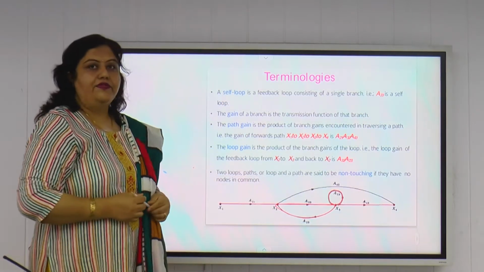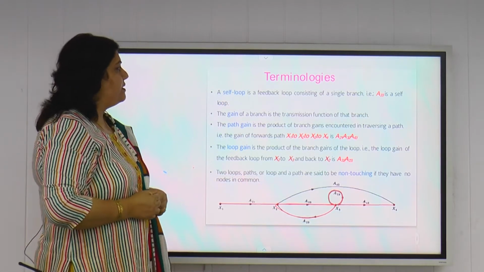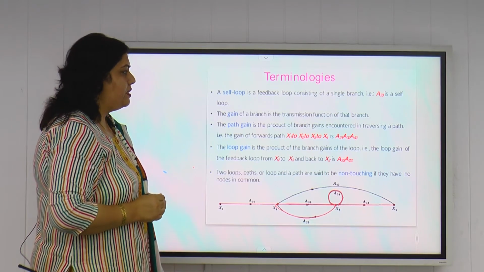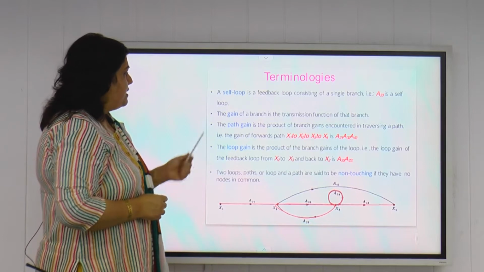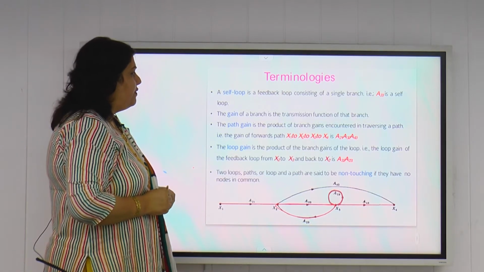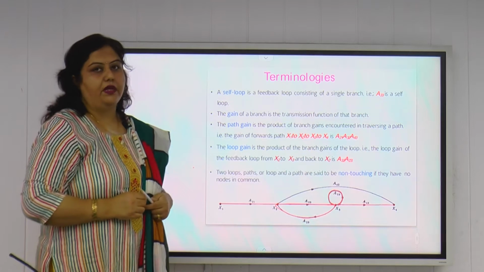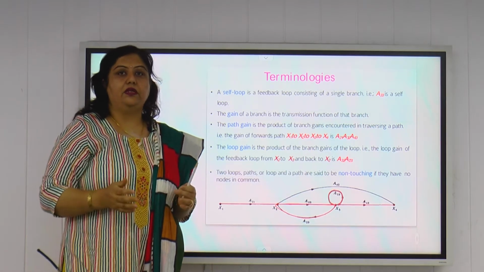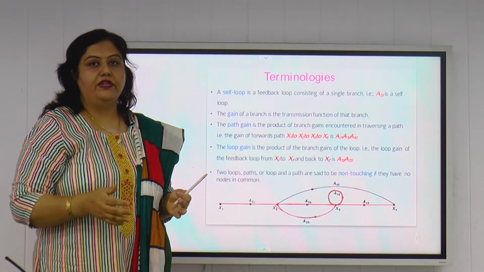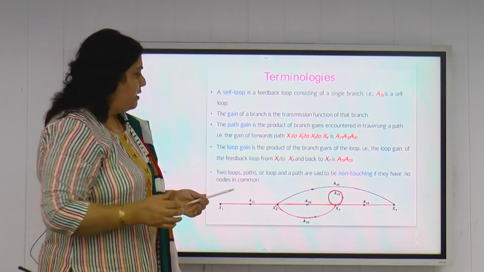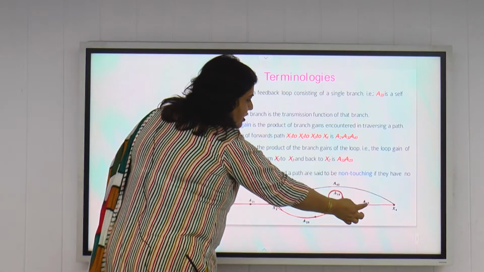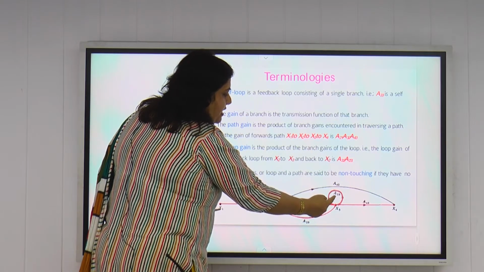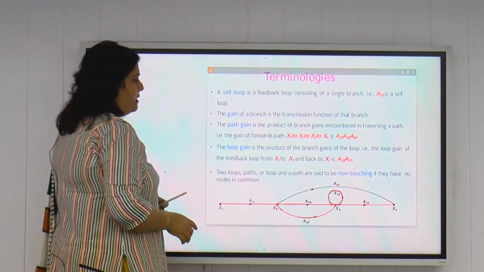So the next definition is again the self loop. A self loop is a feedback loop consisting of a single branch. For example, a33 is a self loop. I have already told you. Next is gain. Gain of a branch is the transmission function of that branch. I have already told you that gain is nothing but the transfer function, or we can say the transmittance. For example, this a21 is the gain, this a32 is the gain, this a43 is the gain, a42 is the gain, a33 is the gain.